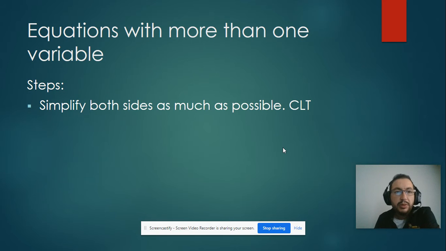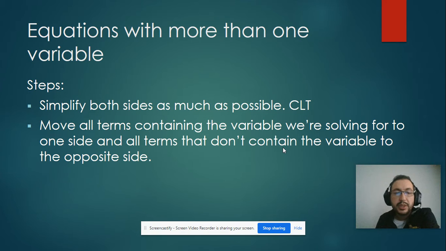The first step will be to simplify both sides as much as possible, which means combine like terms, CLT. Get rid of the parentheses first, like using the distributive property, and then combine like terms.